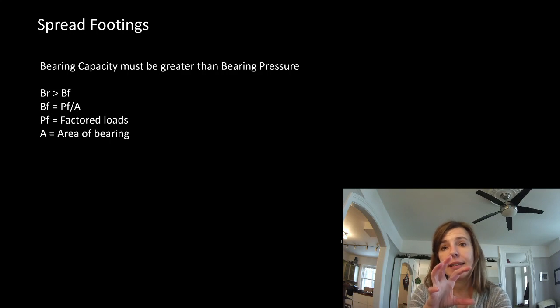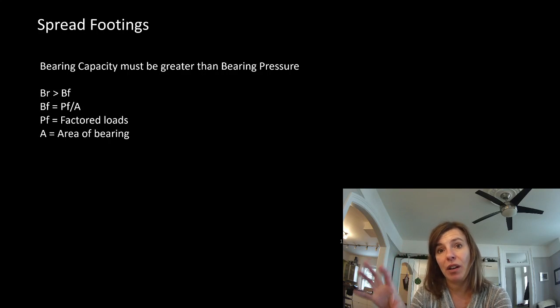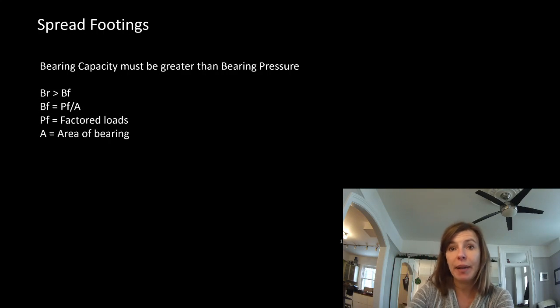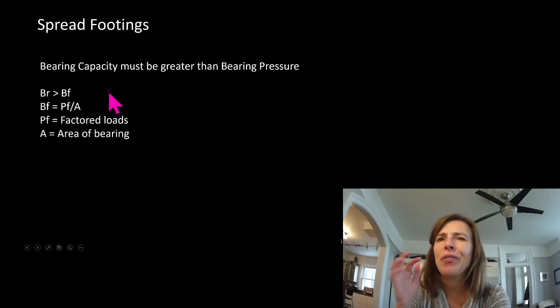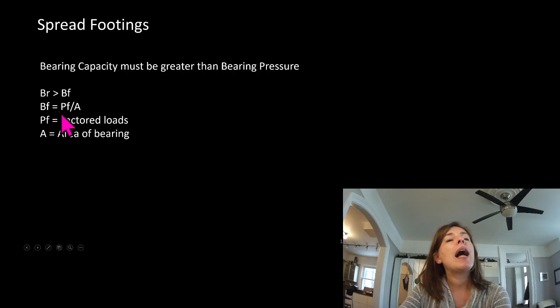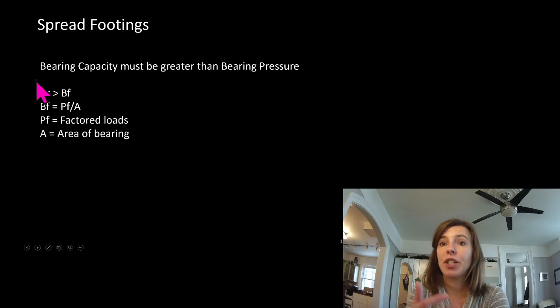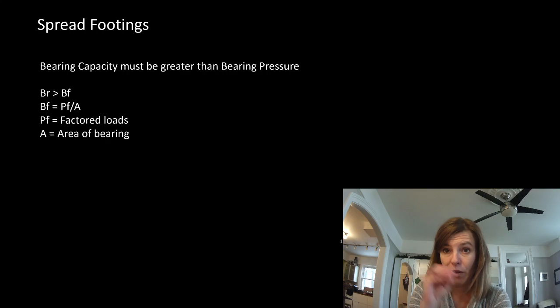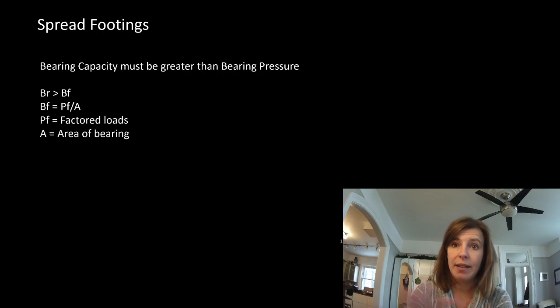Our reduced capacity has to be greater than our factored load. If we're talking about strength and if we're talking about serviceability, the capacity they give us has to be greater than the load. Remember, there are different load combinations. The F means that it's an ultimate limit state versus a serviceability state. They give us this value with the R, or the reduction factor, already embedded in the value.